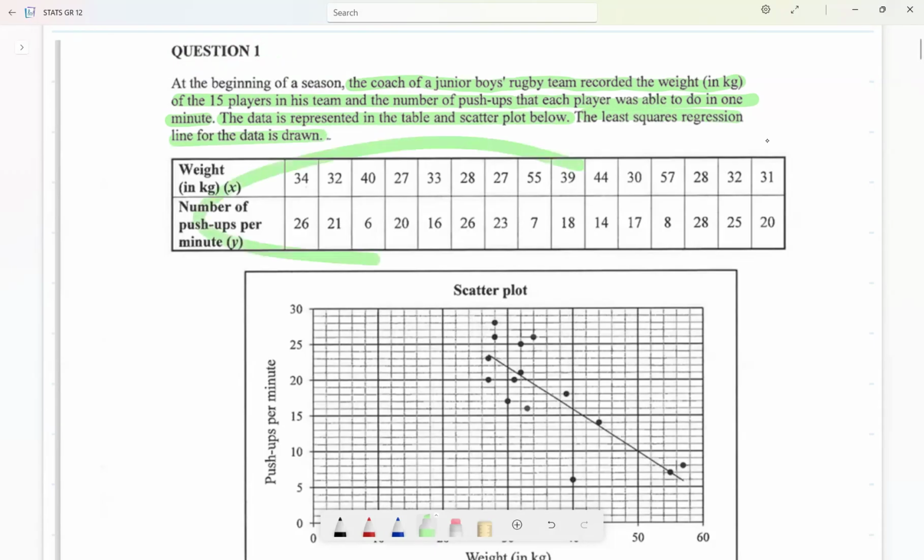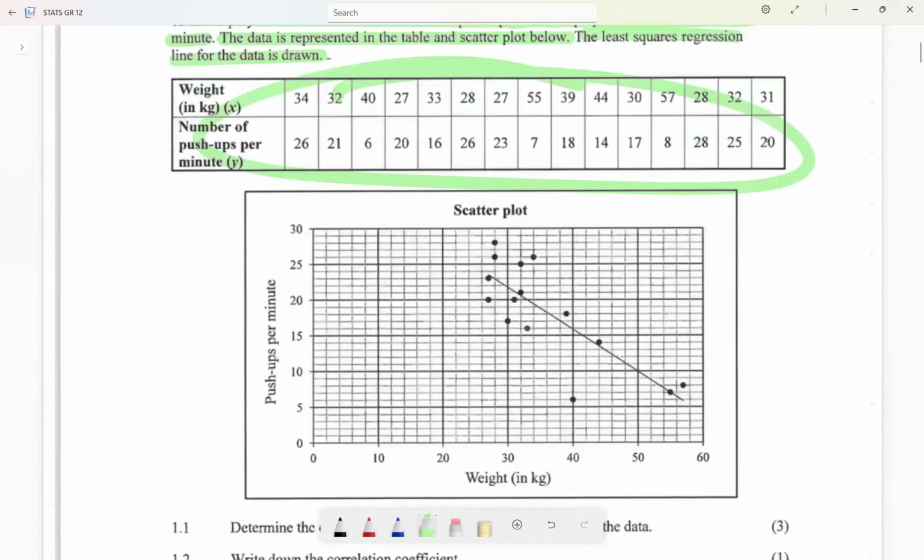Okay, so we have the data represented as a table. We also have a scatter plot thereof. Remember, scatter plot is just those points being plotted. And then we have the least square regression line of best fit. Okay, yes, beautiful. Everything is there for us.